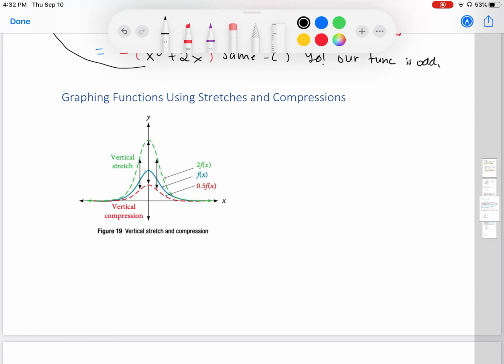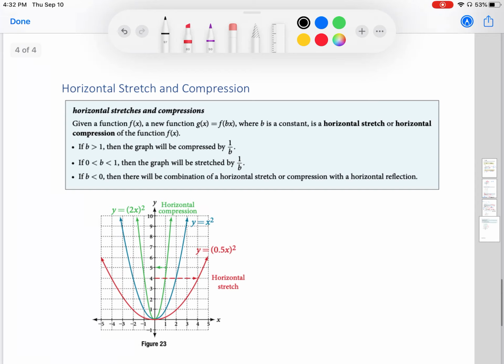Graphing functions using stretches and compressions. Like before, we can have stretches and compressions, and that makes our graphs skinnier or wider. Horizontal stretch and compression. Given a function f of x, a new function g of x equals f of b of x, where b is a constant, is a horizontal stretch or horizontal compression of the function f of x.